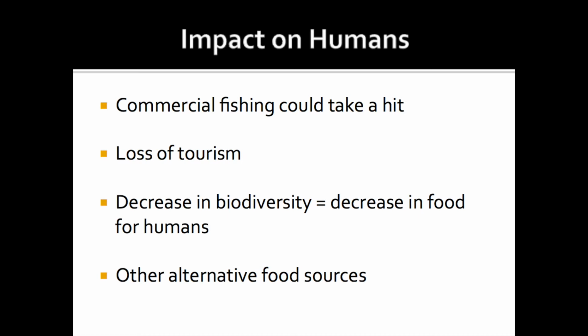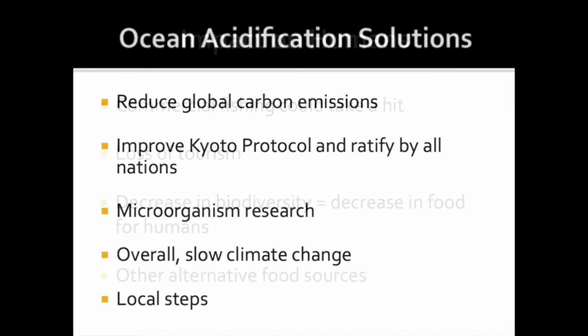Also, there can be a chance for huge losses in tourism for areas with large coral reef systems such as the coast of Australia. That is how ocean acidification and coral bleaching can affect people. Solutions to ocean acidification can be tricky because, let's face it, world issues are tricky. The main goal is to reduce the global carbon emissions.